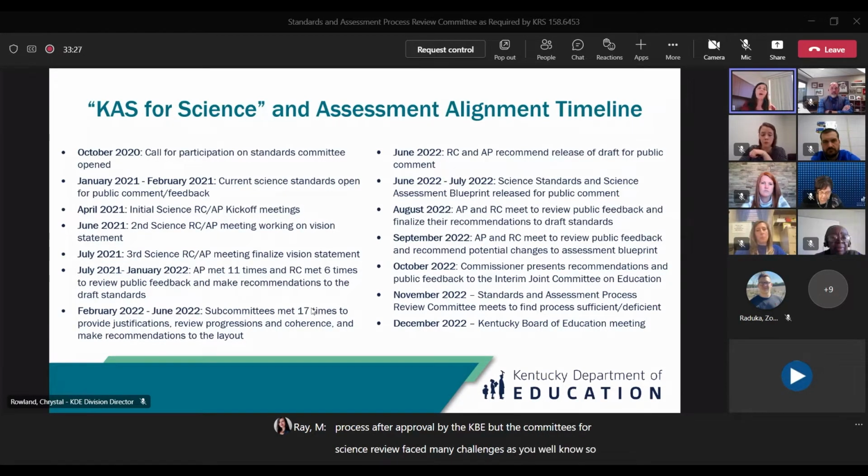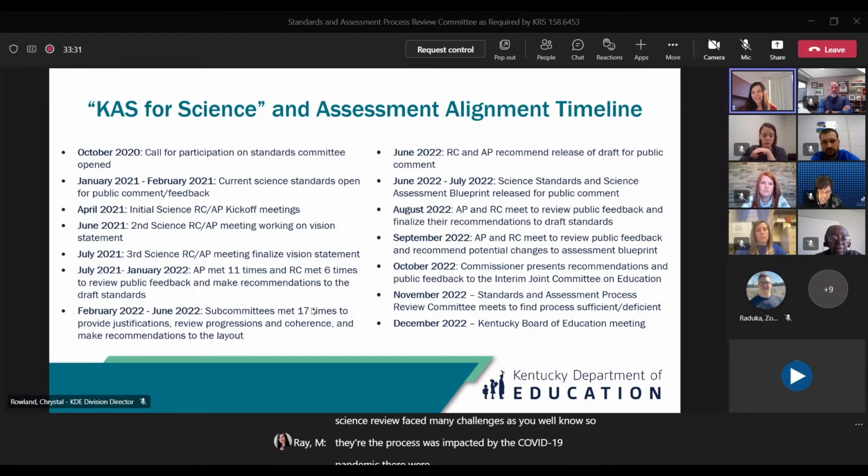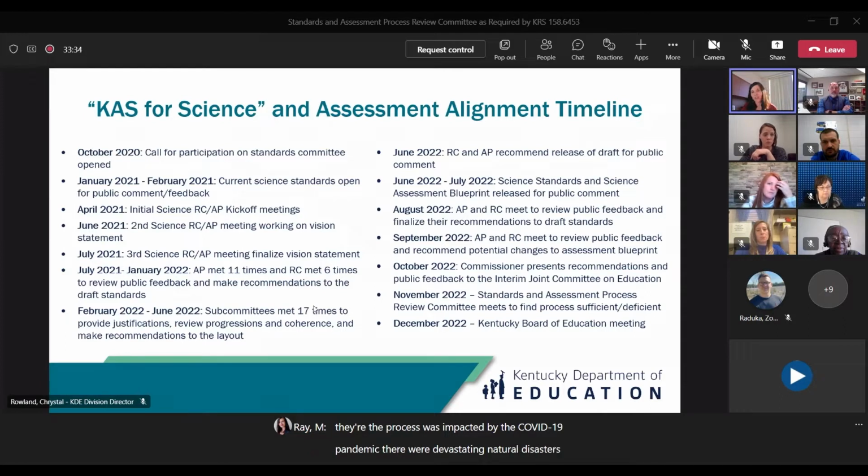So the process was impacted by the COVID-19 pandemic. There were devastating natural disasters within our state during the time. And then we're also facing challenges with having a quorum due to substitute shortages and people not being able to be away from their classrooms to attend these sorts of meetings to do the actual work of standards review. So we're so thankful for the commitment of the Kentucky Academic Standards for Science advisory panels and review committee. It was an extensive process.